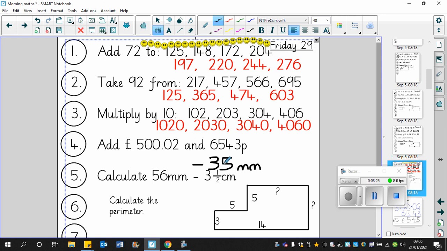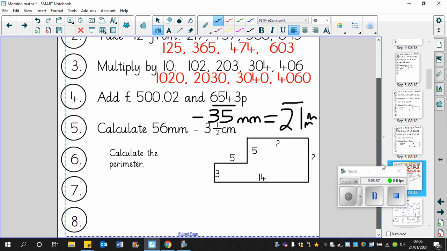This is actually a fairly straightforward subtraction. Let's take away the 5 first. So 6 take away 5 is 1, and remember that's in the ones column. And then 50 take away 30, well 5 take away 3 is 2, and that's in the tens column. So we've got 21, and these are millimeters. If you want to check, you can do the inverse operation with this number and this number. So you've got 21 and 35. 21 and 35 obviously makes 56.